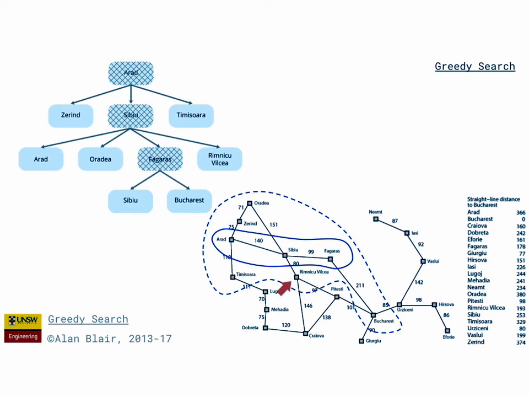Rimnicu Vilcea would be a better choice because although the distance to the goal is greater, the path length from the start node is shorter than it is for Fagaras, and when you add the two together, you get a shorter path overall. So next we'll be looking at A star search, which tries to combine these two factors and make a better choice of which node to expand.